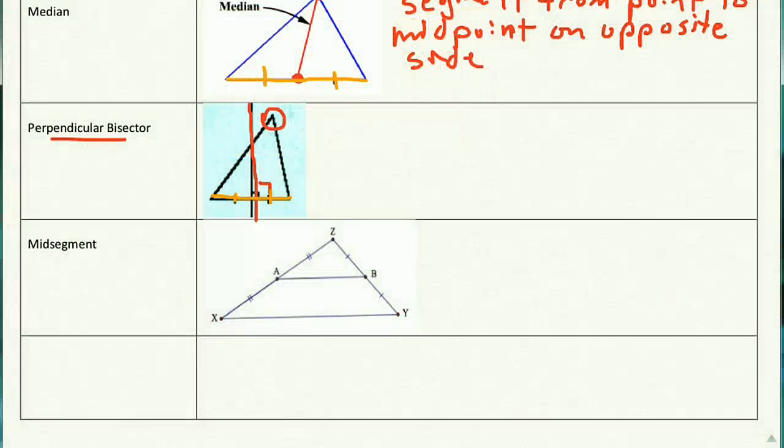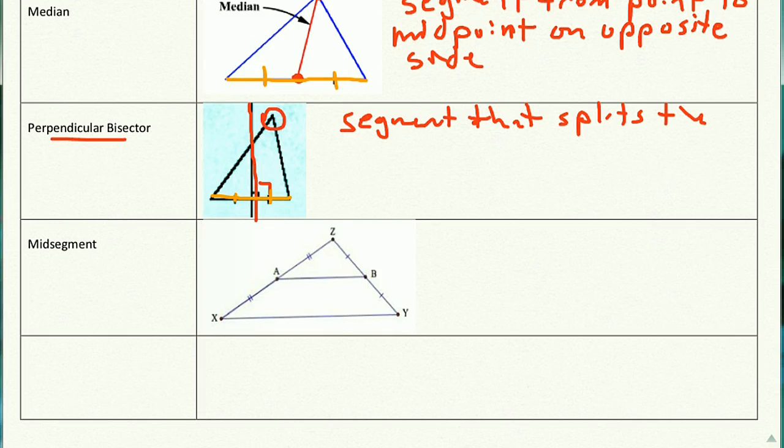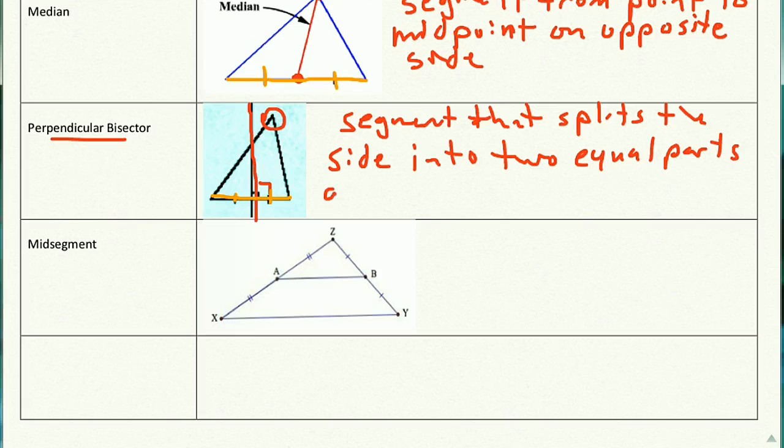So it is a segment or line that splits the side of a triangle, or just the side of a segment, into two equal parts and forms a 90-degree angle with the side. So it splits it in half and forms a 90-degree angle here.